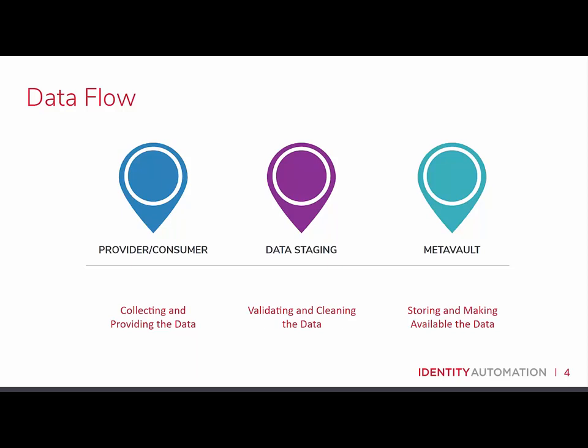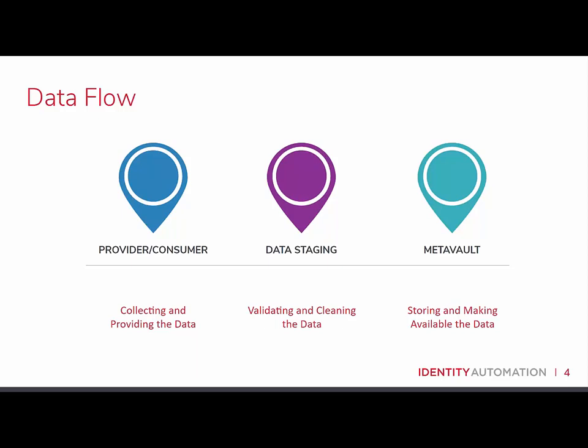The second will be data staging. Now, this is important. So in the flow that we're providing, we'll show you this too in the demonstration, we are able to help you validate and clean the data by staging it multiple times. So there's a staging of that data prior to it moving on in the process to the MetaVault, and then prior to it moving from the MetaVault to a downstream system. So you can stage that data as you're pulling it from a provider, and then stage that data before you provide it to a consumer.